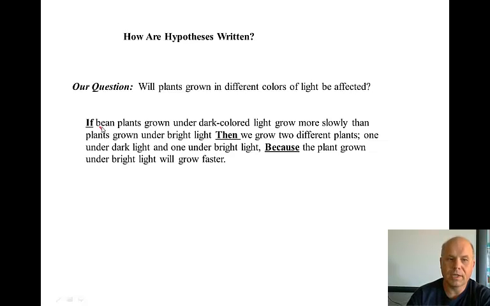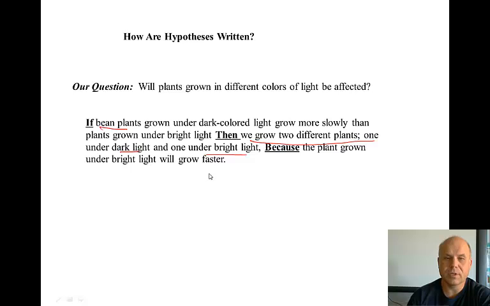What am I looking at? Bean plants. What am I going to do to them? Okay, then we grow two different plants. The then part, of course, includes what am I going to be doing to them, two different plants, one under dark light and one under bright light. So we have one dark light, one bright light. Of course, the variables here. And then my prediction, because the plants grown under bright light will grow faster.